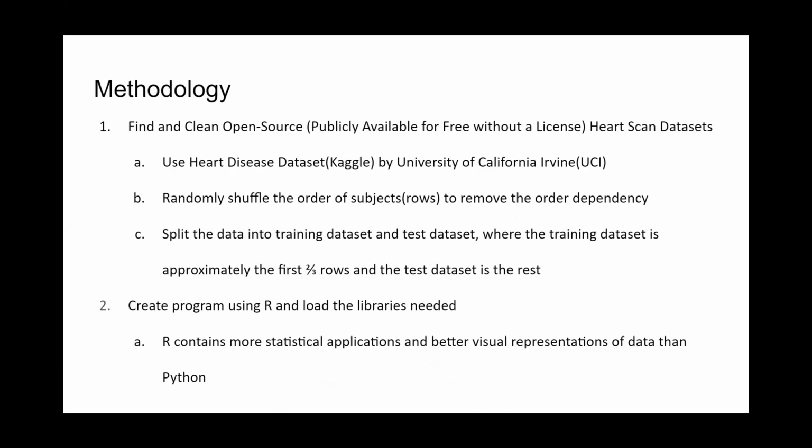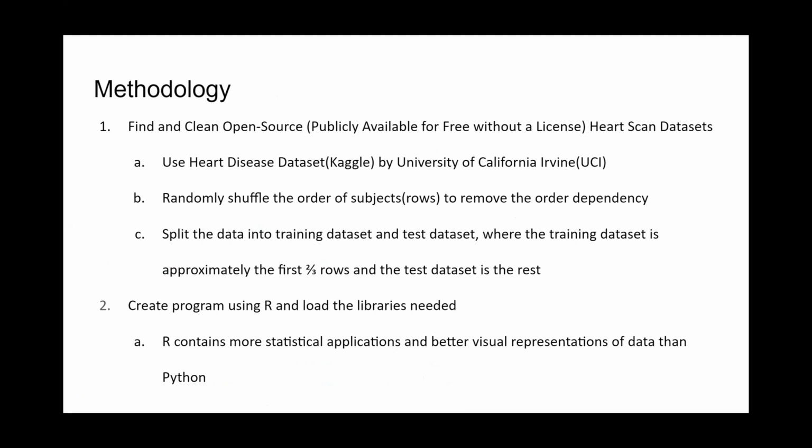The first step was to find an open source dataset online and then clean it so that it would be usable for our machine learning models. We found a heart disease dataset on Kaggle created by UCI. We randomly shuffled the rows, each of which had a subject, because they were in order by heart disease presence. Then we split the dataset into a training dataset with 2/3 of the data and a test dataset with the remaining data. Next, we created a program in R, a statistical programming language.